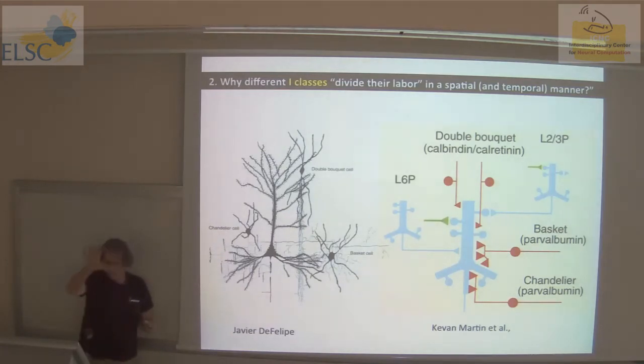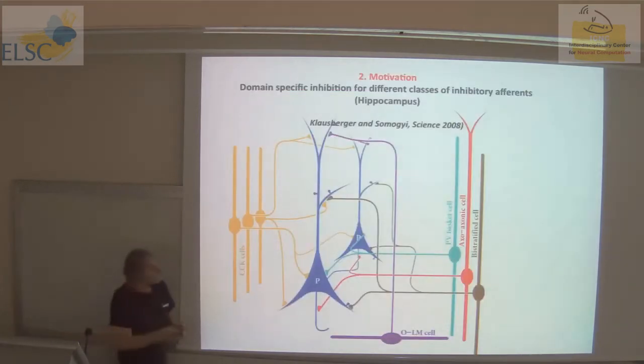Why is this subdivision of labor? This is also true for the hippocampus. This subdivision of labor of different inhibitory cell types. We don't know about excitation, actually. As much as I know today, nobody showed that there is a particular subdivision in the hippocampus.